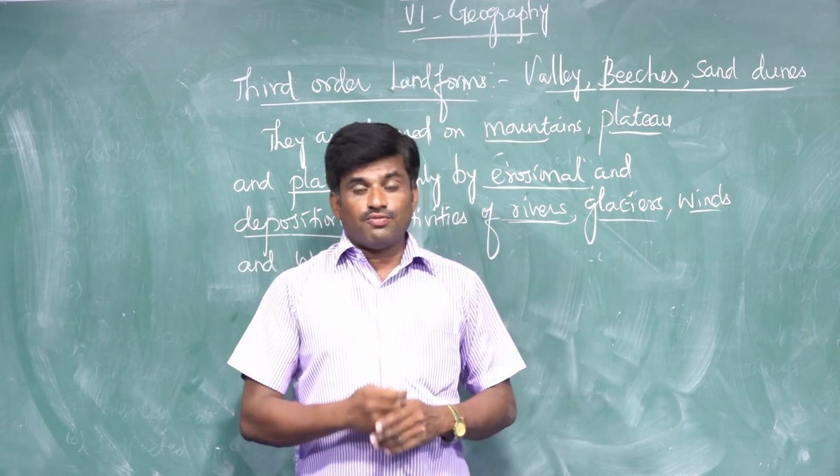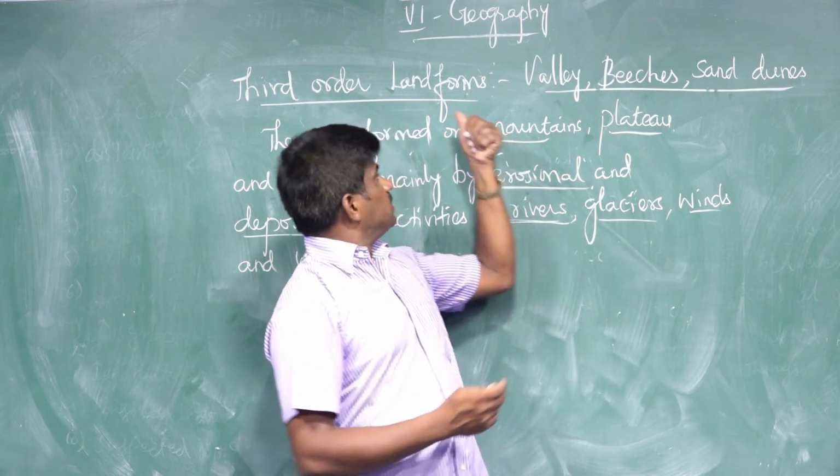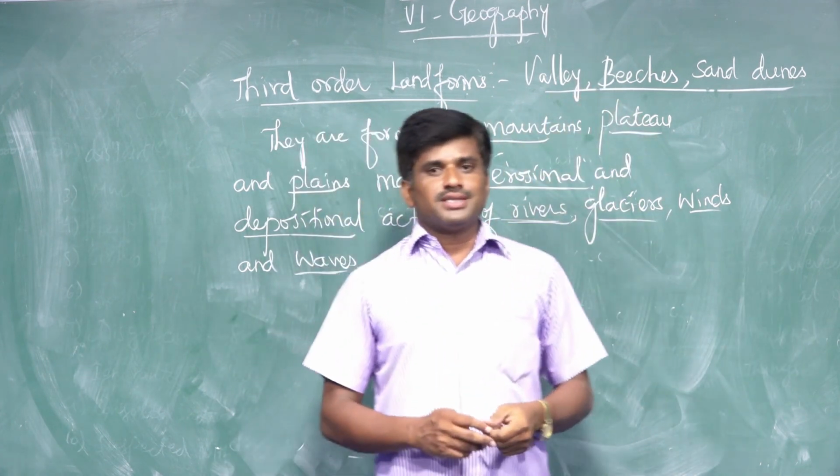Then third order landforms are categorized as valleys, beaches and sand dunes.